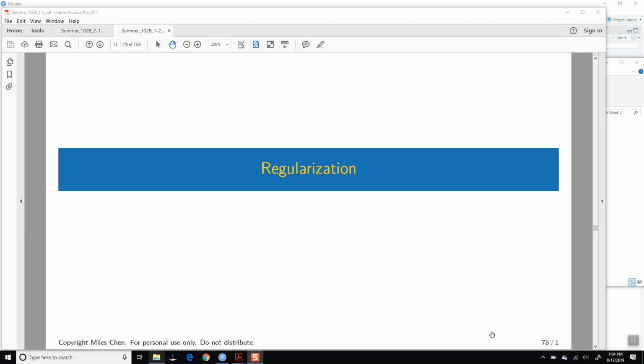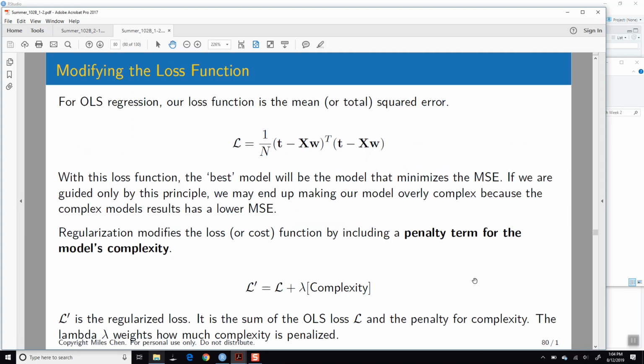Okay. Well, anyway, we left off talking about regularization, okay? And we didn't quite finish. But the idea is that in regularization we modify the loss function. So in ordinary least squares regression, we are trying to minimize the sum of squared residuals or the mean squared error. Those are just the same thing, but scaled by a factor of 1 over n. And that is this L.